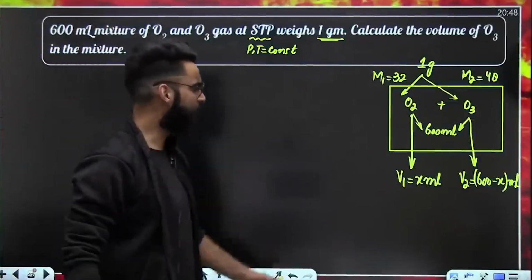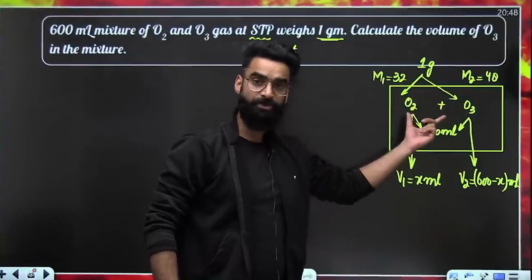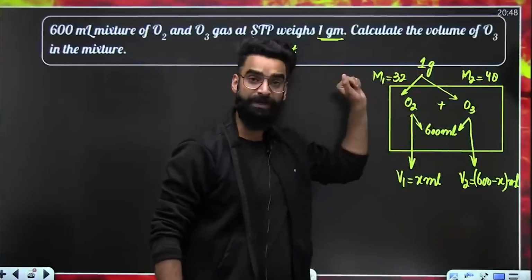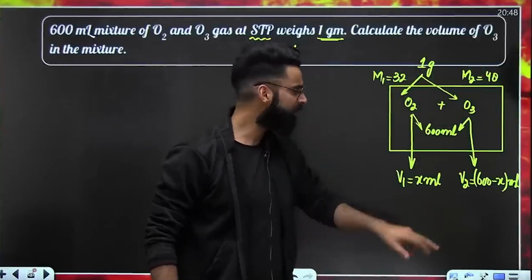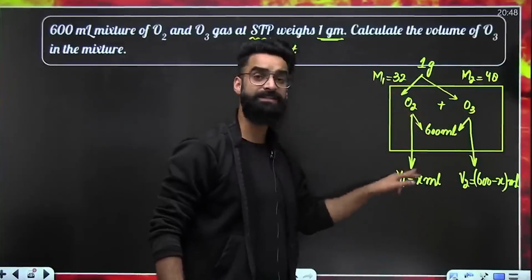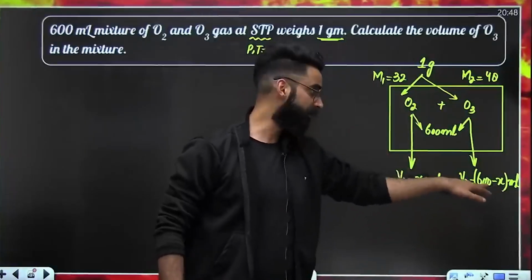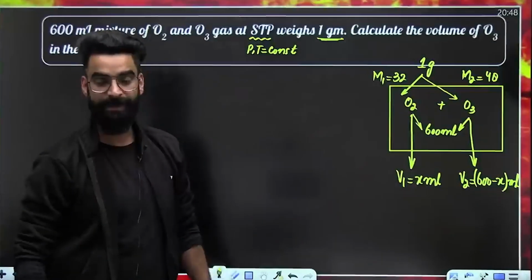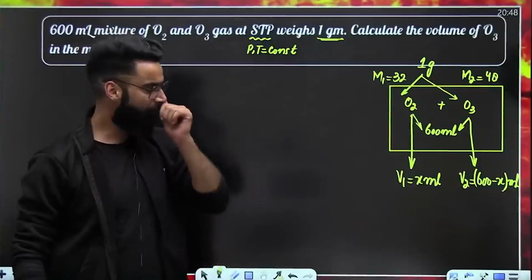Now, my dear students, we have got two gases present in the mixture, which is present at STP. So, the pressure and temperature of the mixture is constant. The mass of the gaseous mixture is 1 gram. The volume of the gaseous mixture is 600 ml. I have assumed out of 600 ml of the mixture, x ml is the volume of O2 in the container. Therefore, 600 minus x is going to be of O3. Cool with this? Now we can do one thing.